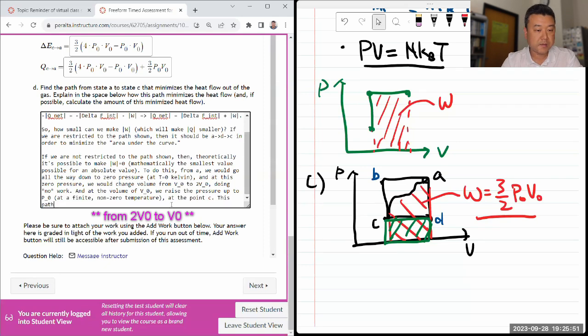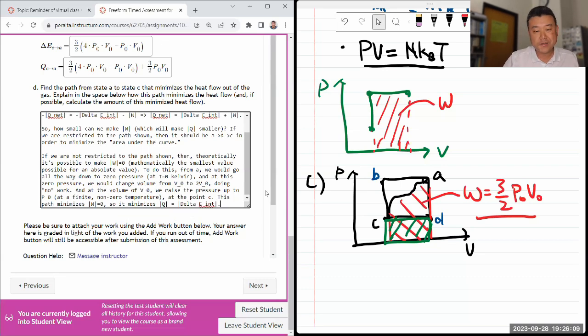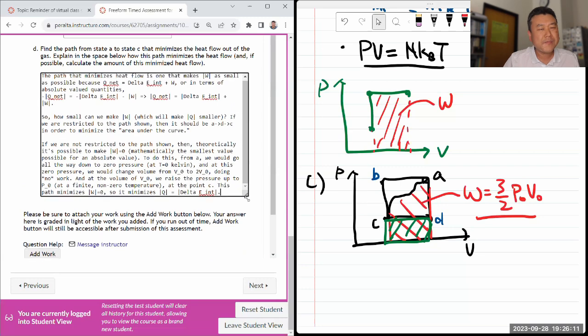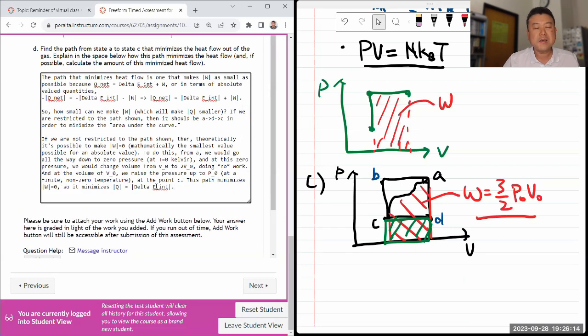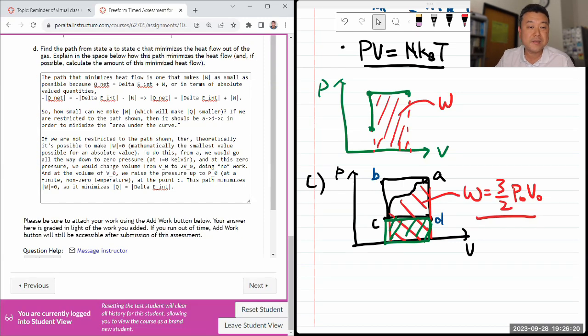This path minimizes work to zero, so it minimizes net heat transfer to basically what you must have, the change in the internal energy. Yeah. So that's another answer. I don't know if I mentioned this in the model answer or not. And the question didn't specify that the path that minimizes heat flow must be one that's shown.